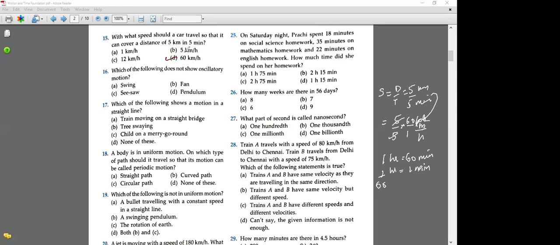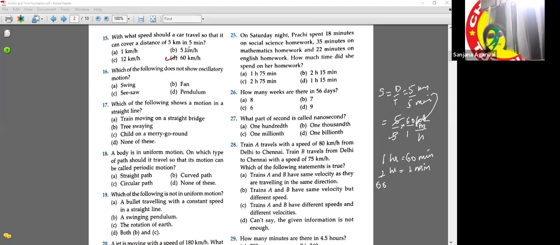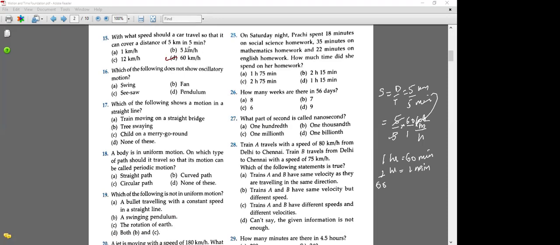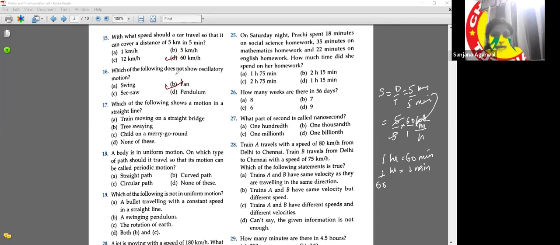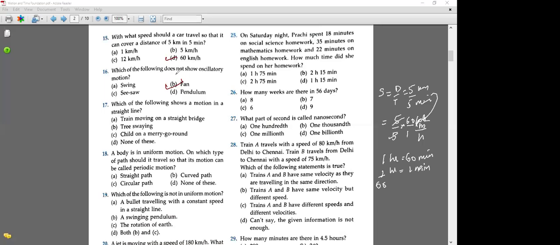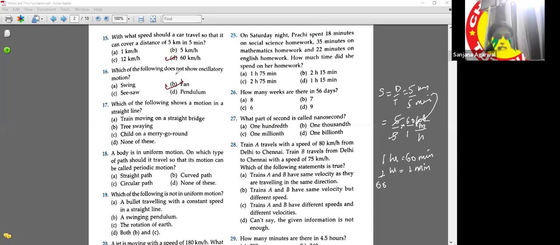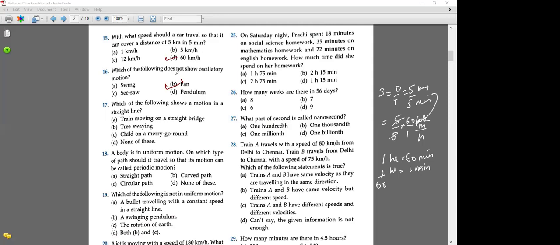16. Which of the following does not show oscillatory motion? Oscillatory means back and forth. Which of the following does not show back and forth? Ma'am, fan. Correct. Fan. 17. Which of the following shows a motion in a straight line? Ma'am, A. Correct. 18. Ma'am, C.